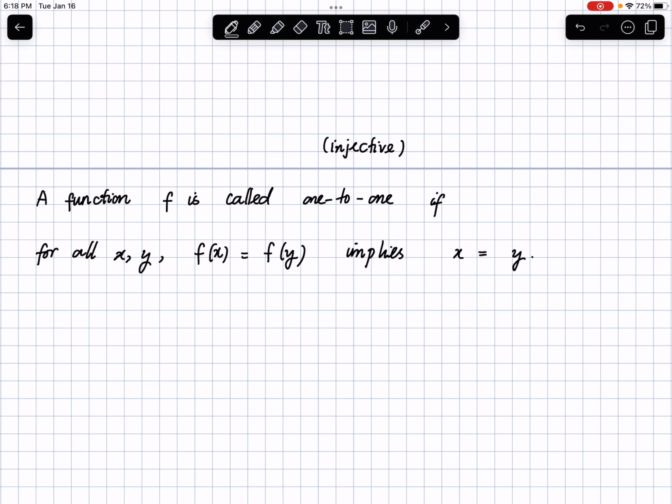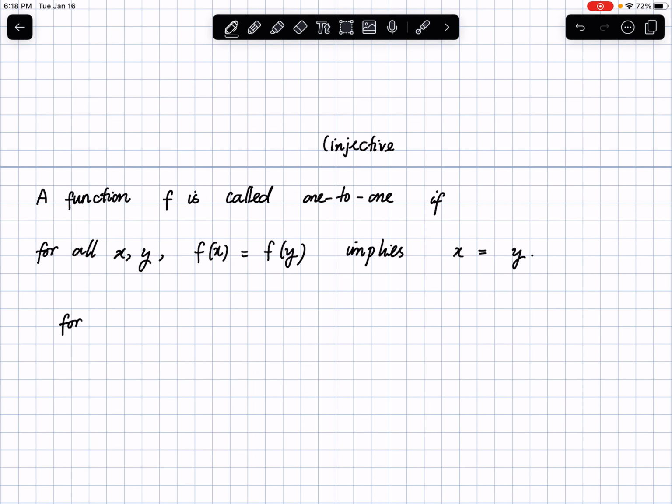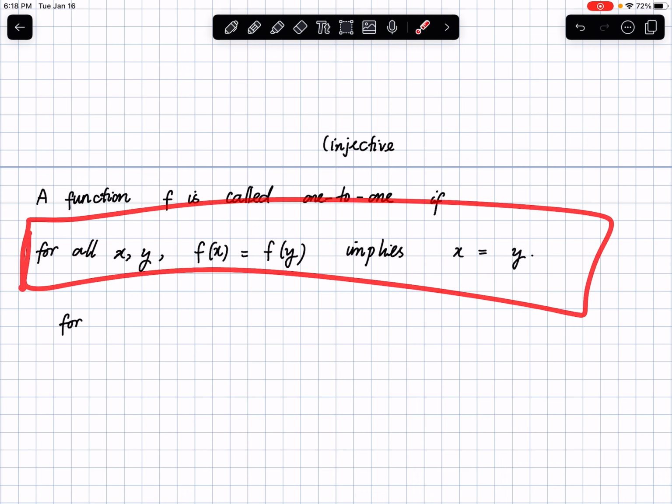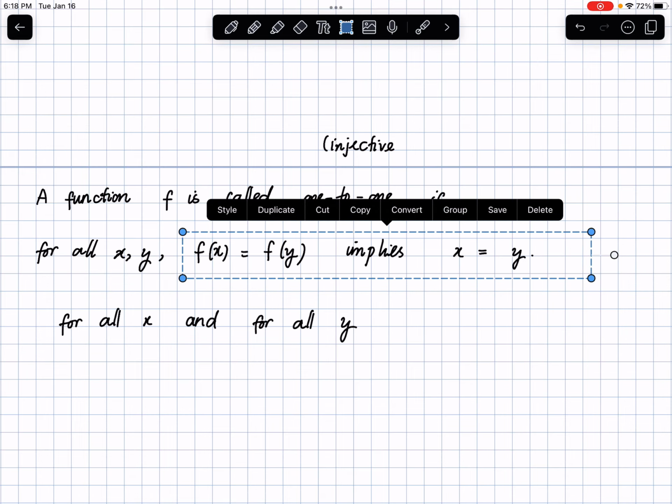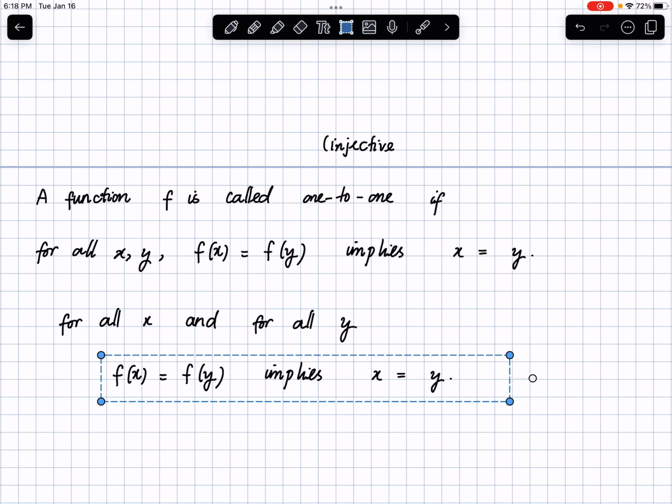Let's write it down in terms of logical symbols. So we have for all x and for all y in R. Maybe one small remark here. Let's just write down this part only. For all, this is the same as for all x and for all y. The comma here is for "and": for all x and for all y. f of x equal to f of y implies x equal to y.